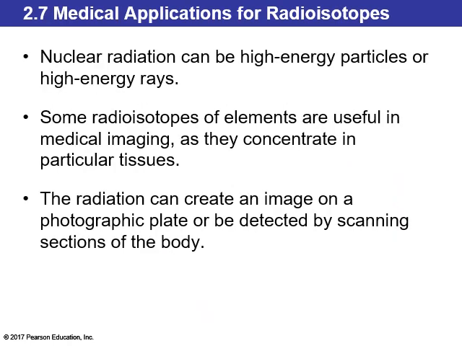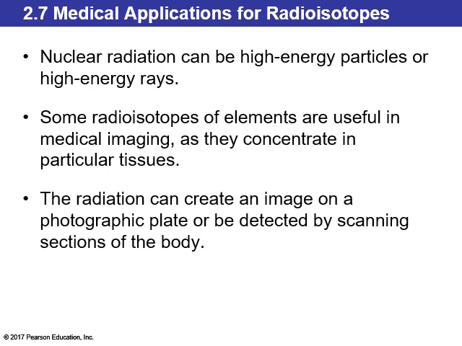So how do we use this medically? One of the most common ways that we use radiation in medicine is for imaging. Nuclear radiation is given off in high-energy particles or high-energy rays. Some of these are useful because they can concentrate in particular tissues. For example, we could give a radioactive version of iodine, and that could concentrate in a healthy thyroid. Your thyroid gland takes up iodine in your body. So if you had a radioactive iodine, we could then image the thyroid.